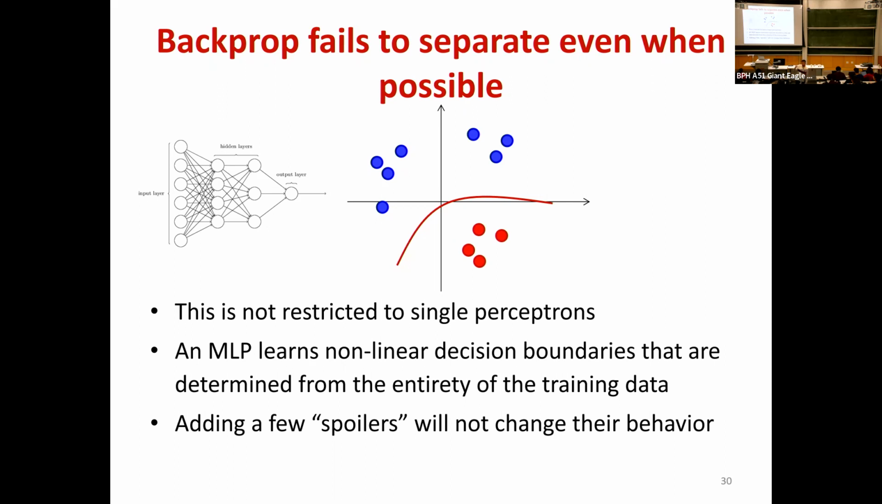Now, if you have a very large number of blue and red points, adding one more point, which is on the wrong side of the curve, is not going to make your network swing and completely change its boundary to fit that one point. And so the same concept extends even in the case of nonlinear decision boundaries.